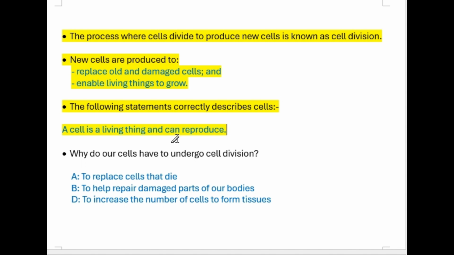Why do our cells have to undergo cell division? A. To replace cells that die. B. To help repair damaged parts of our bodies. D. To increase the number of cells to form tissues.